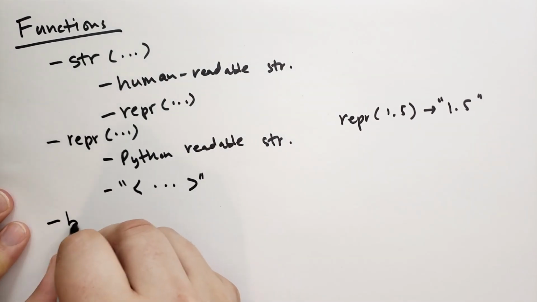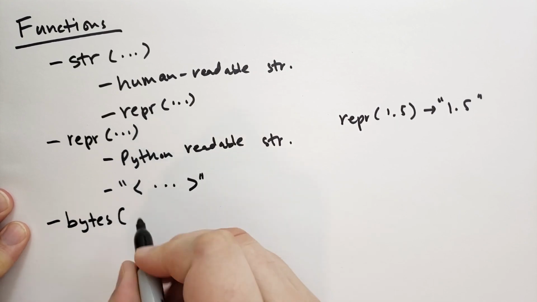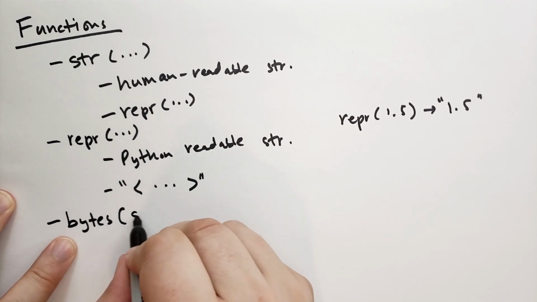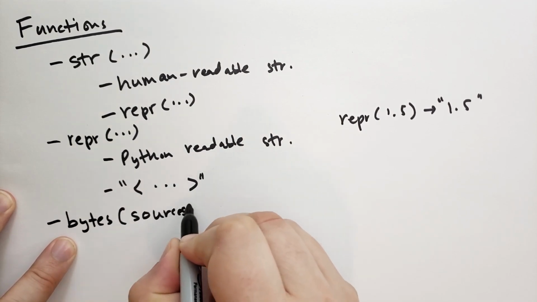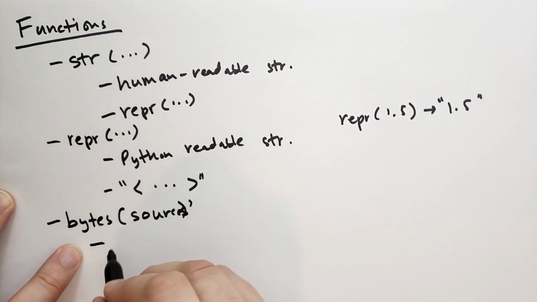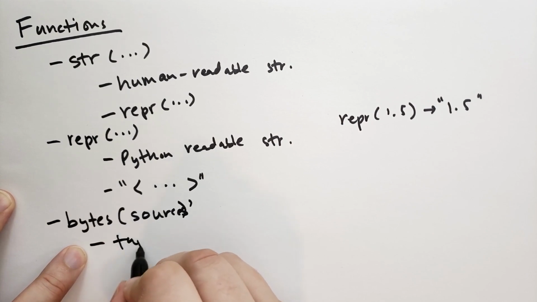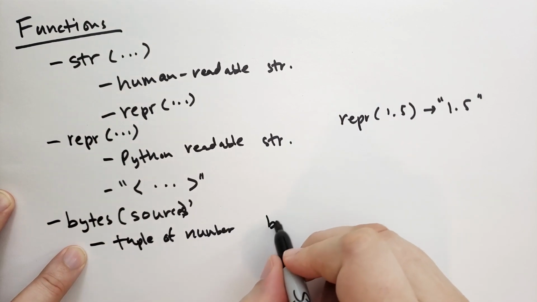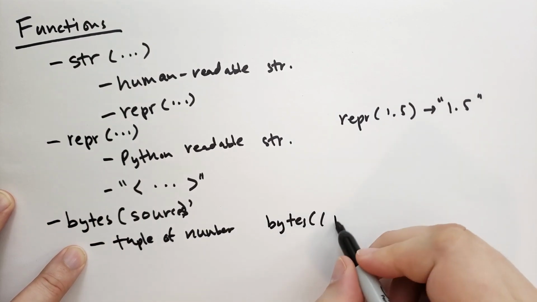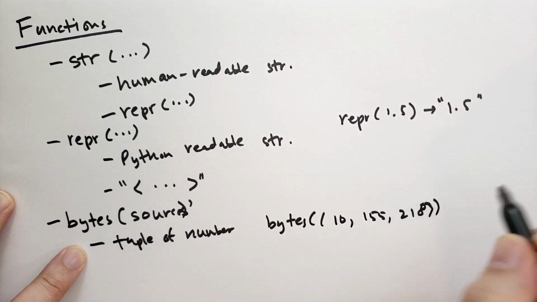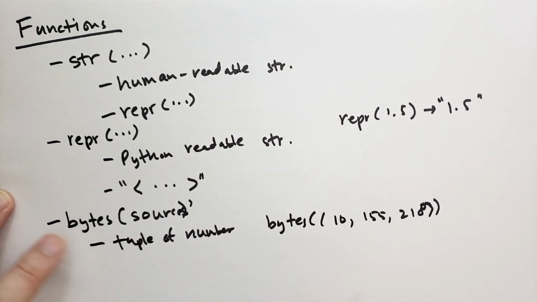Of course, we have bytes as well. Bytes can actually take up to 3 arguments, including the encoding and the errors. I'm not going to cover that version though. I'm going to put source here. Source can be a string or something like that. It'll pretend that it's ASCII. It can also be a tuple of numbers. We haven't covered tuples yet, but I think this is interesting enough it deserves to be pointed out. So you can say bytes of, let's say 10, 155, and 218, and we'll use parentheses around that.